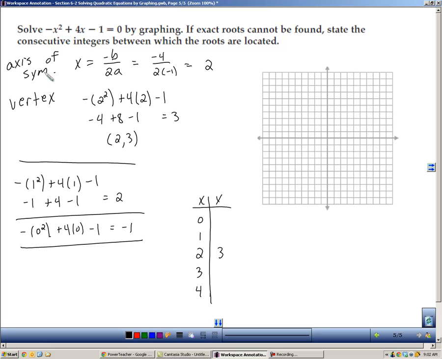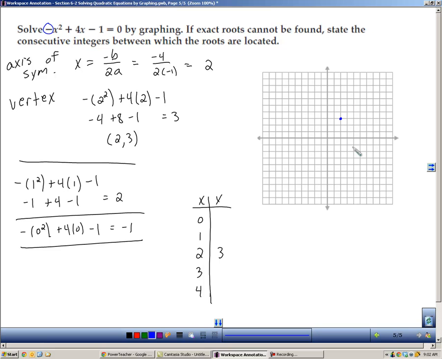So here's the work, finding the axis of symmetry by plugging into the formula. You get a 2, plug that 2 in and find that the vertex is at (2, 3). So I'm going to graph that. I know my parabola is going to open down because the leading coefficient is negative, so I know it's going to go down here somewhere, so it's going to touch the x-axis.